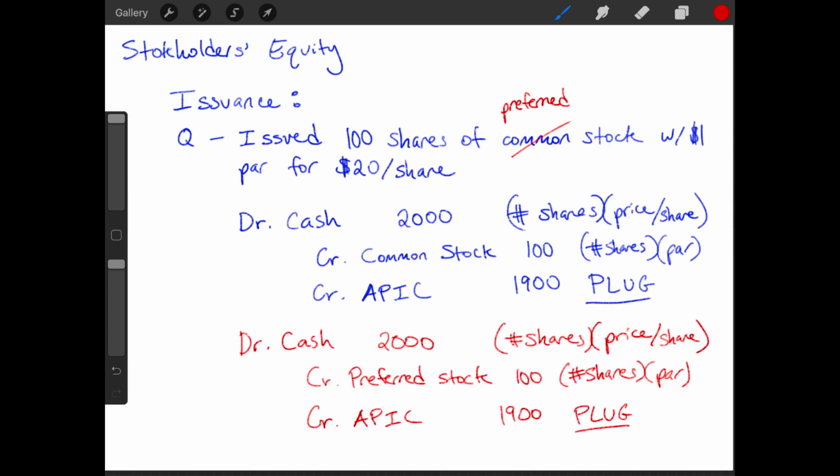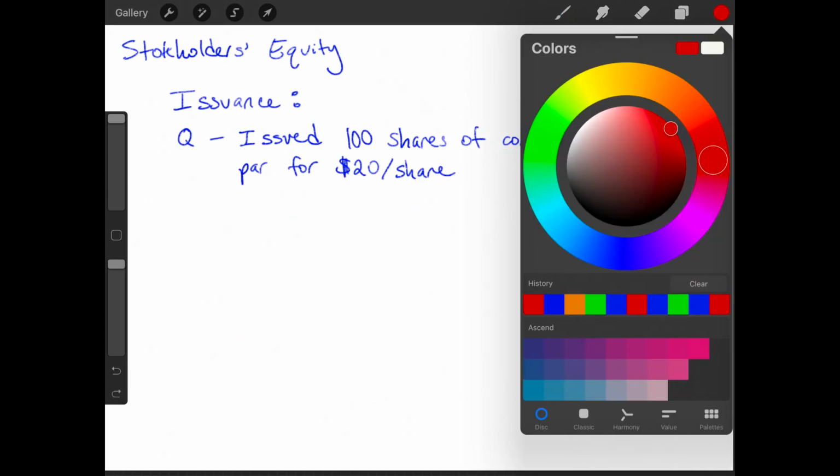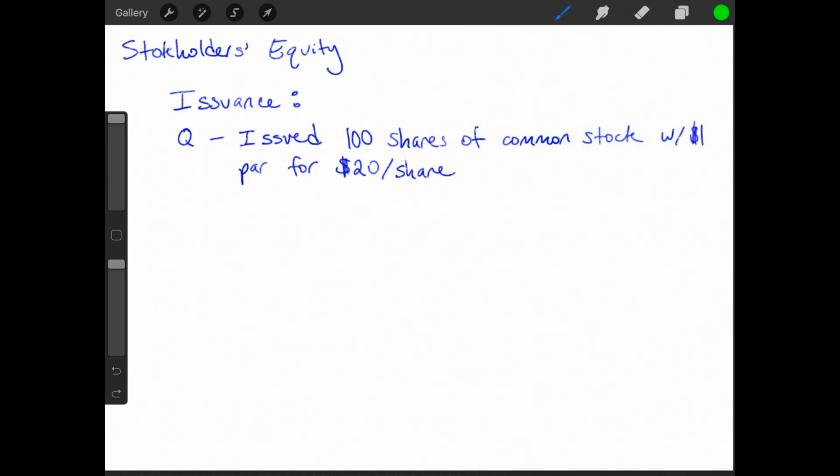Okay, great. So these two examples are for issuance when you're given a par value, but let's go back to this original common stock and let's cross out par value and do the same question, except assume that these shares are issued without a par value.